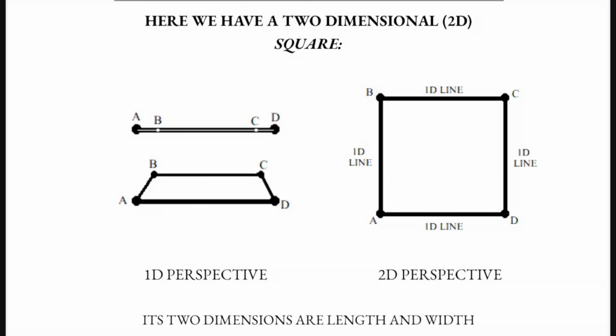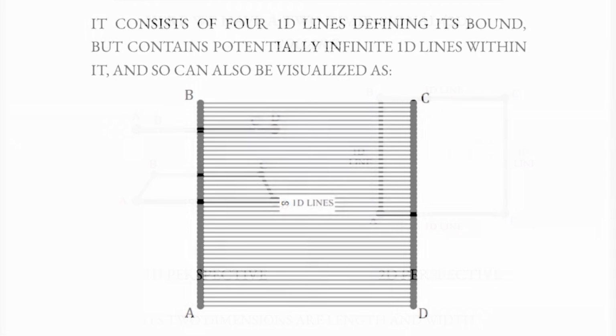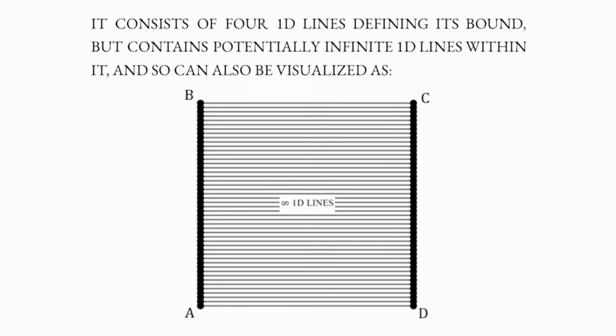Here, we have a two-dimensional square. Its two dimensions are length and width. It consists of four one-dimensional lines defining its bound, but contains potentially infinite one-dimensional lines within it, and so can also be visualized as.